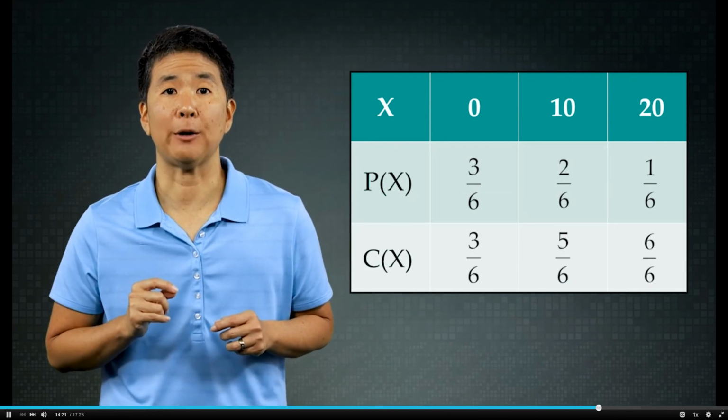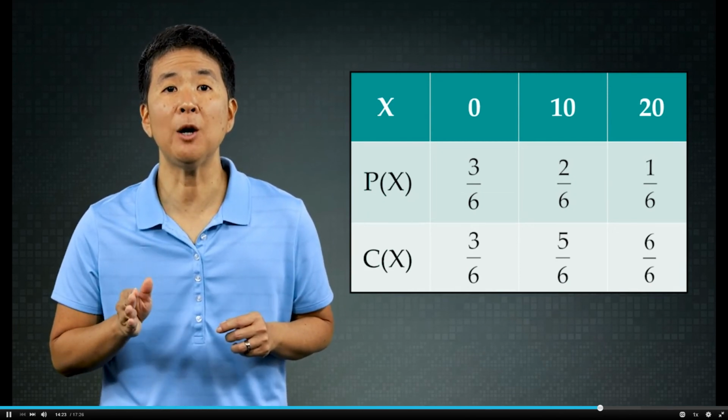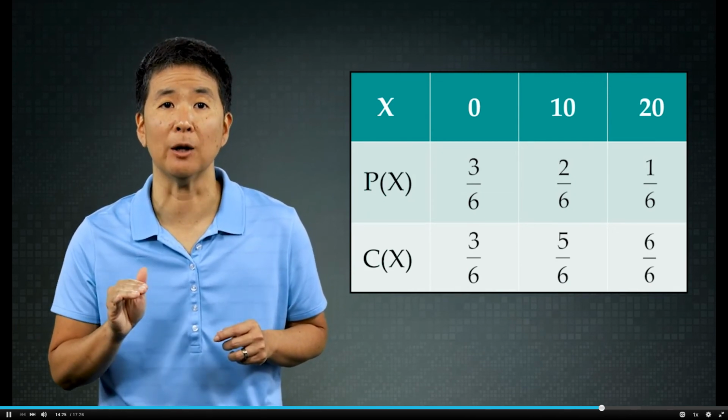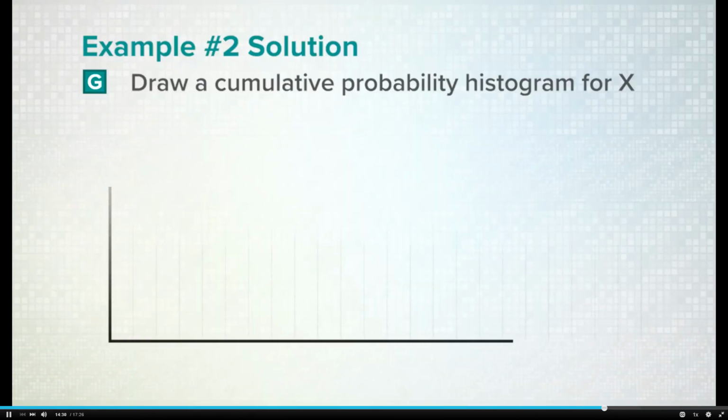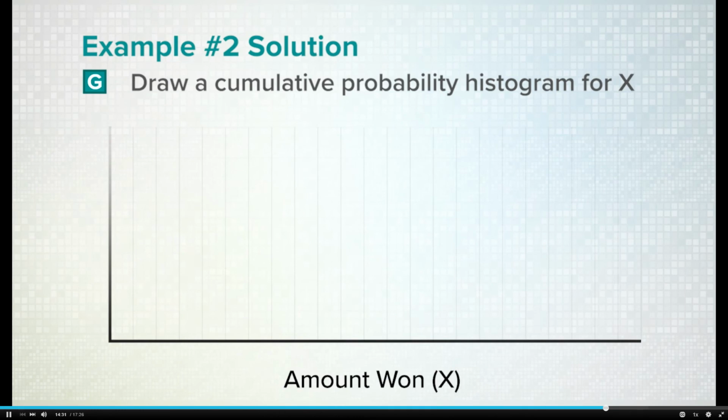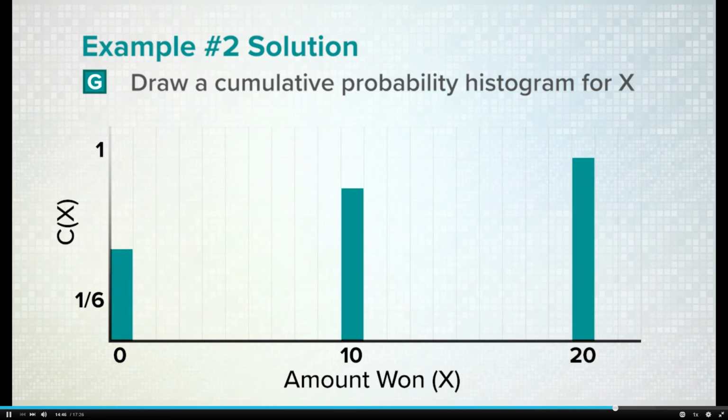Now I'll draw my histogram, but I'll use the top row and C of x, the bottom row, to make my histogram. The x-axis is labeled just as I had before, with 0, 10, and 20. But my C of x will always go up to 1 because my last element will always be 1. Once I have it labeled, I'll draw my histogram based on my probability distribution. I get something that looks like this.